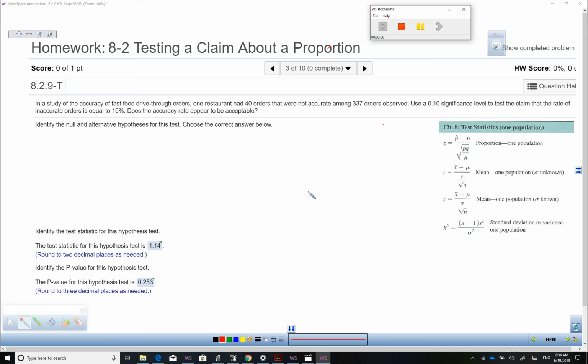Okay, this is problem number 3 on section 2 of chapter 8. You need to read the problem and identify the claim, the null hypothesis, and the alternative hypothesis. So pause the video and do that.